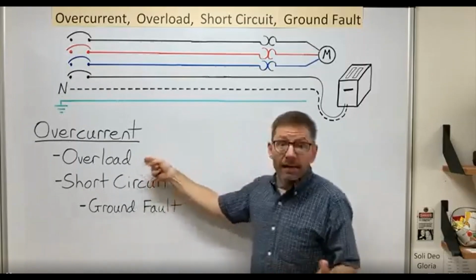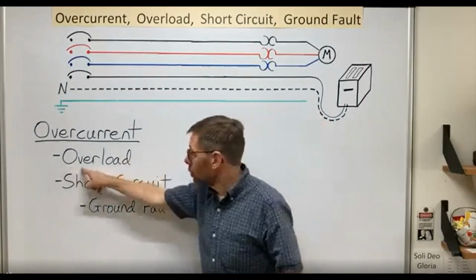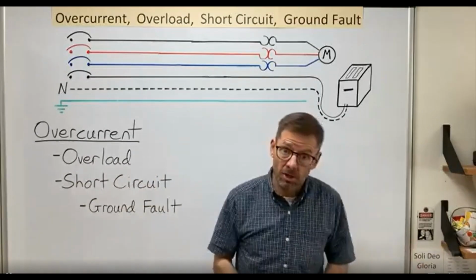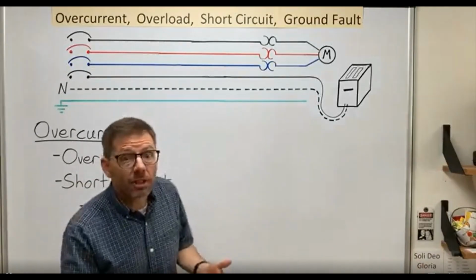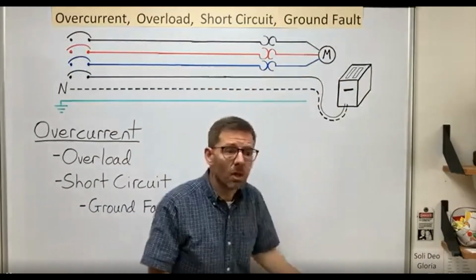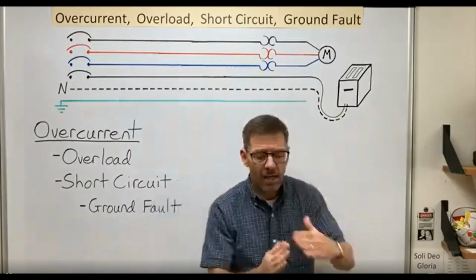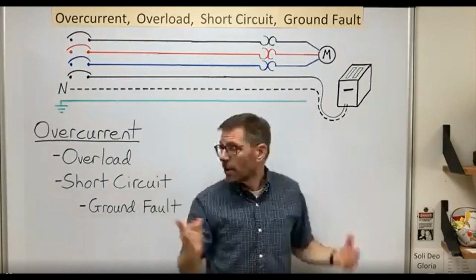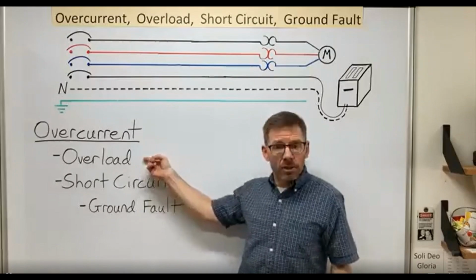Now, overload. Again, we look at the word. Too much load. Or I could say too many loads on a circuit. If on a 20-amp circuit in my kitchen, I plug in, let's say, 6 or 7 toasters, well, that's going to be too many loads. After a little while, that breaker is going to trip. We have an overloaded circuit.